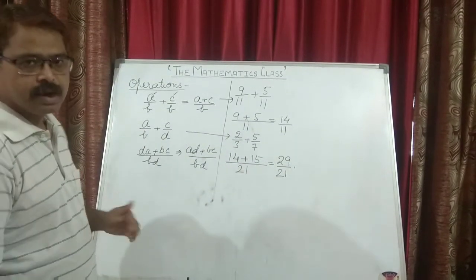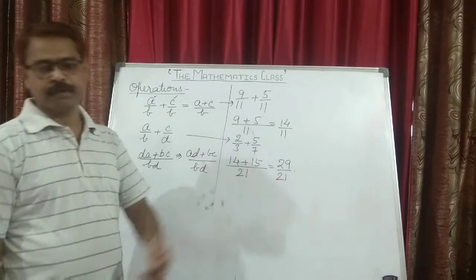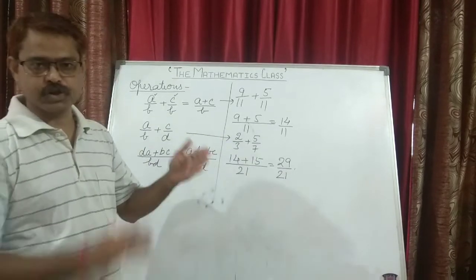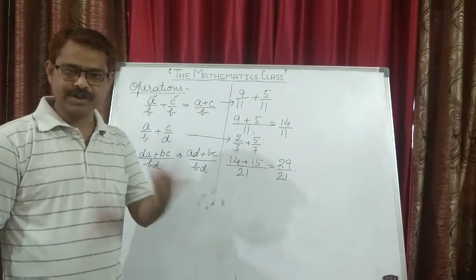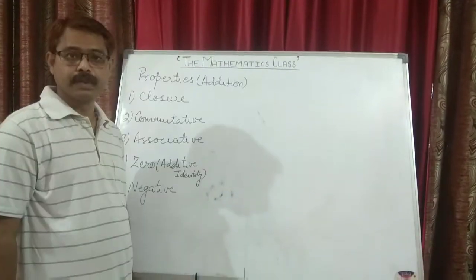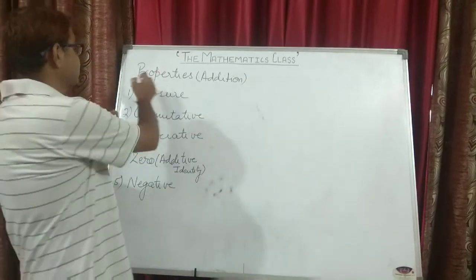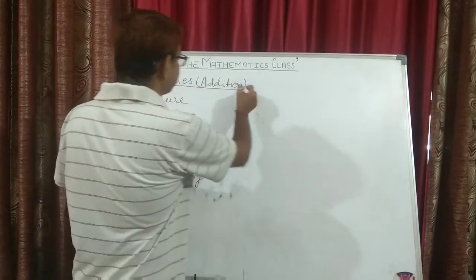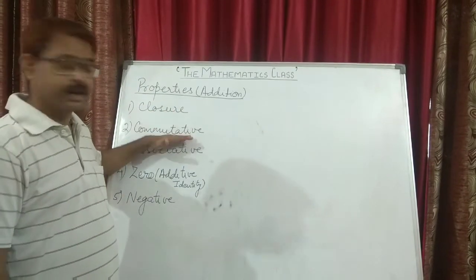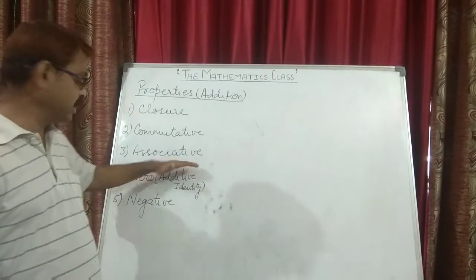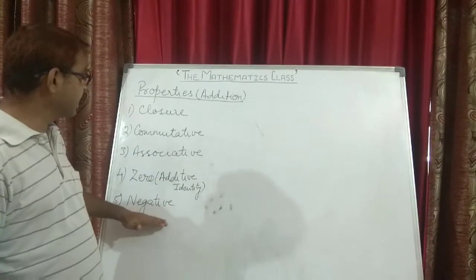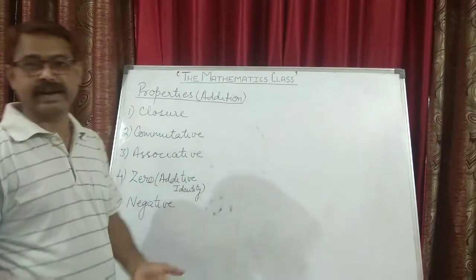Now we move on to the properties. There are 5 properties that we will be discussing. We will be discussing properties of addition, properties of subtraction, properties of multiplication, and properties of division. So in the properties, first we will discuss properties of addition. First property is closure property, then commutative property, then associative property, then property of zero, also known as additive identity, and then existence of negative.